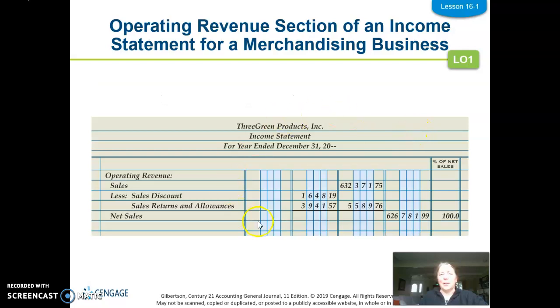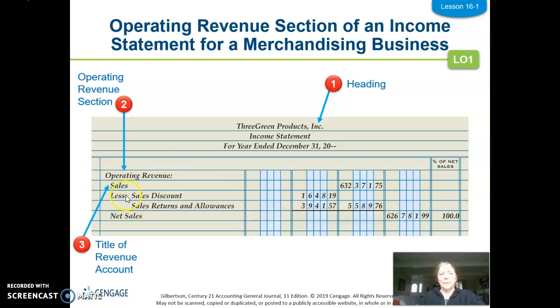So what does it actually look like? Our heading is the same: who, what, when. Who is the company, what is the income statement, and remember it's for the year ended. Then we start with the operating revenue section with a colon, all the way left justified. We put any revenue account that we have. Sales is the only one we have, and that information comes again from the adjusted trial balance, less sales discounts, returns, and allowances, also from the adjusted trial balance.